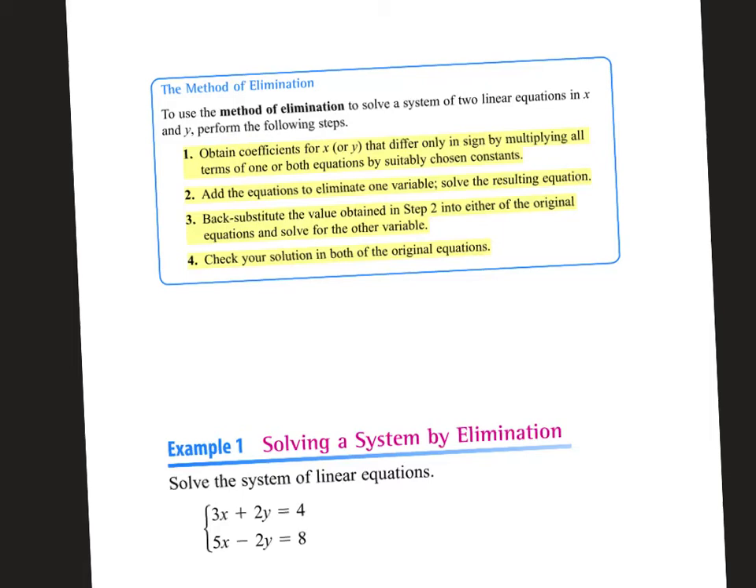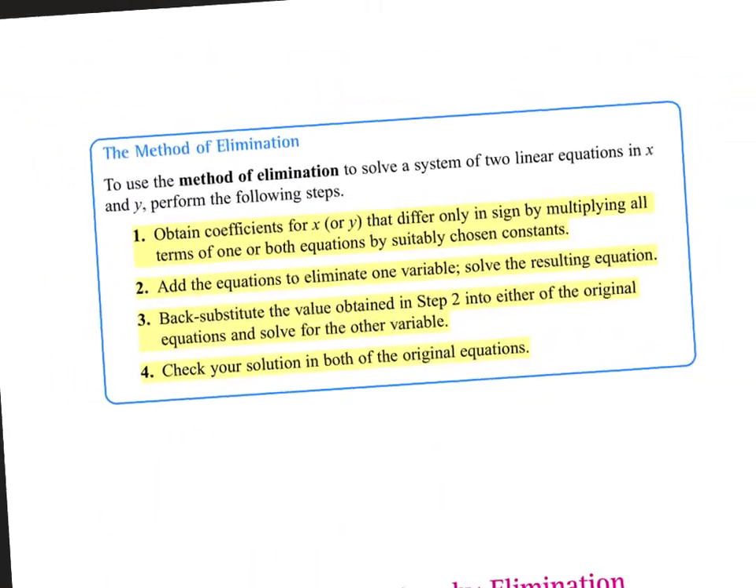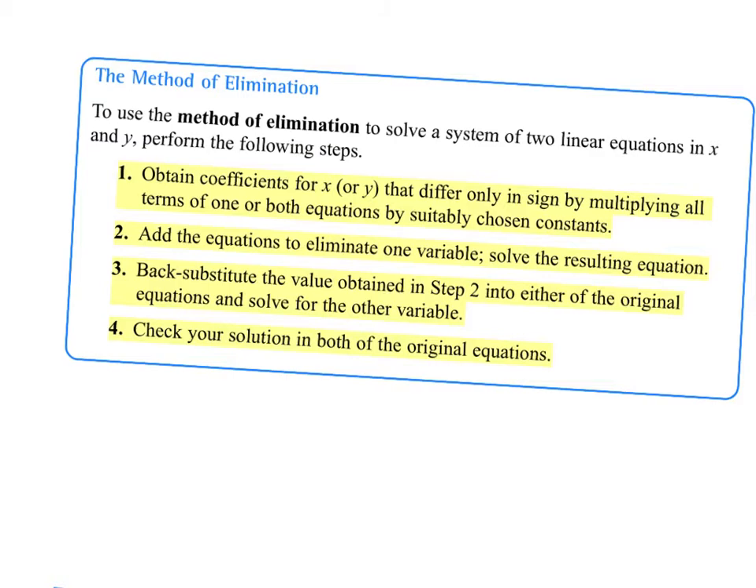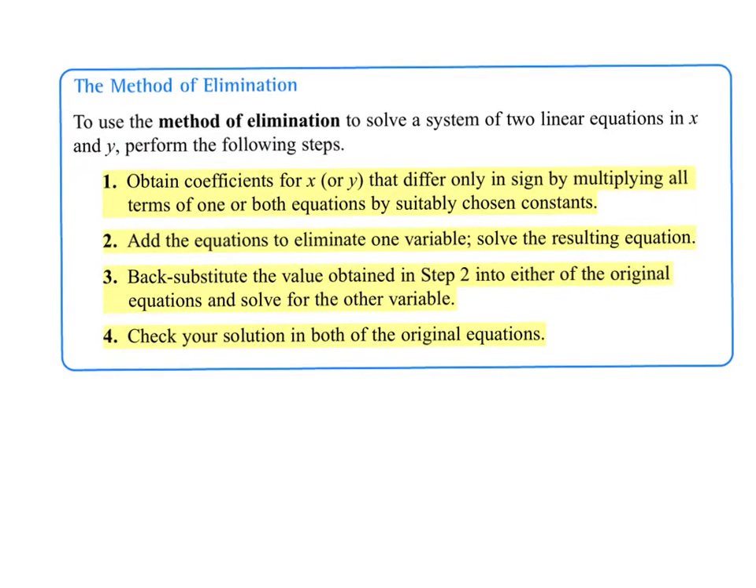Right? So yesterday we talked about substitution. Today we're talking about elimination. Here's the steps for elimination. What you do is you try to get the coefficients of one of the variables to be exact opposites. Same number, different signs, one positive, one negative, and then they'll cancel out.